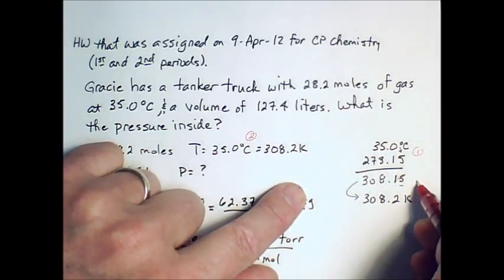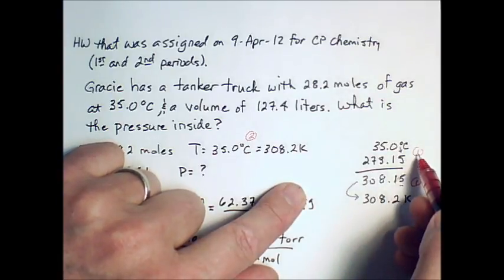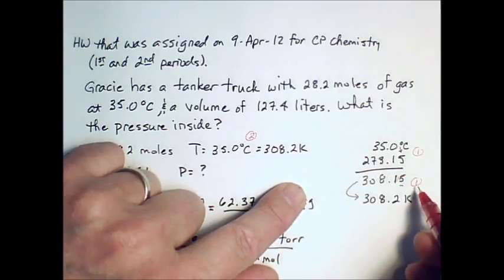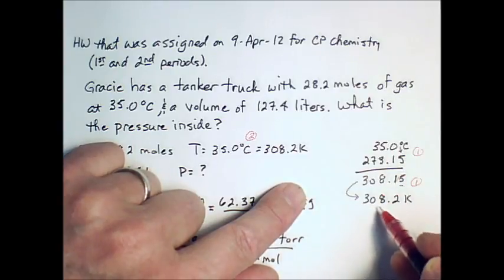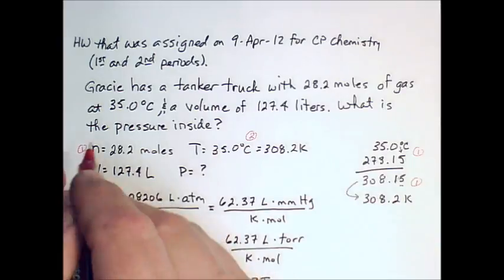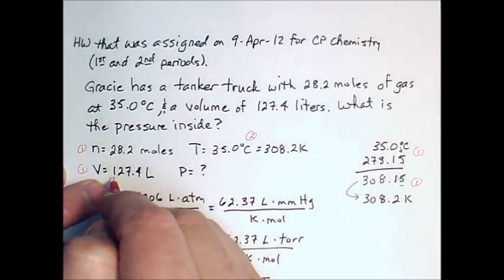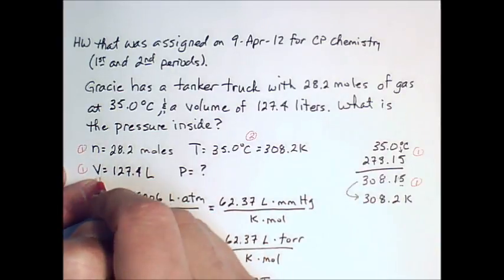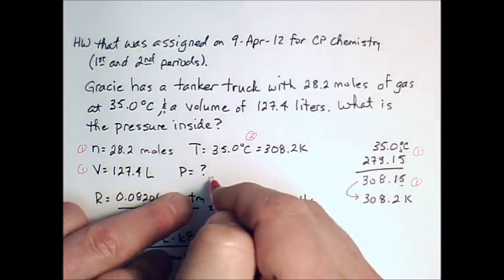If they showed their work, it's always required that you show your work. So the 1 point is for doing the addition. The other point here is for the correct rounding, getting this answer. Volume, V equals 127.4 liters. That's worth a point. The P equals a question mark. That's worth a point.